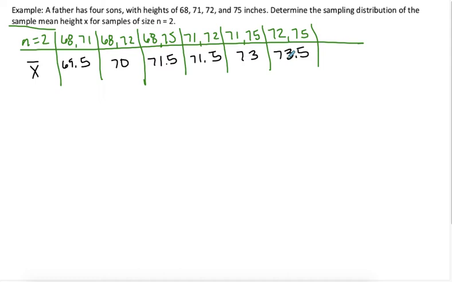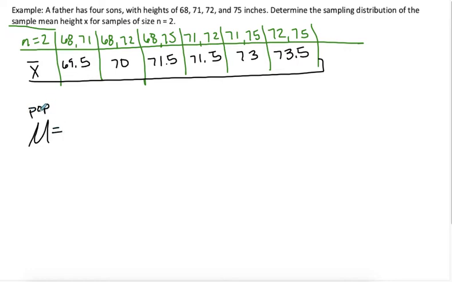So now these are all my little samples. I've just taken 2 sons and found their height. And so when I look at this, this is my sampling distribution. I have taken every single possible combination of 2 from the same population here and found the average of each one of those.